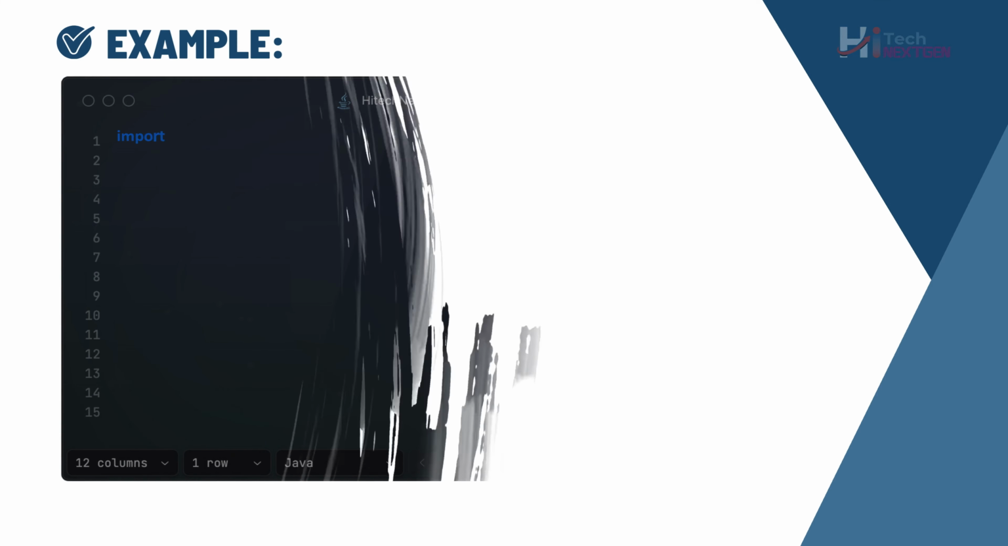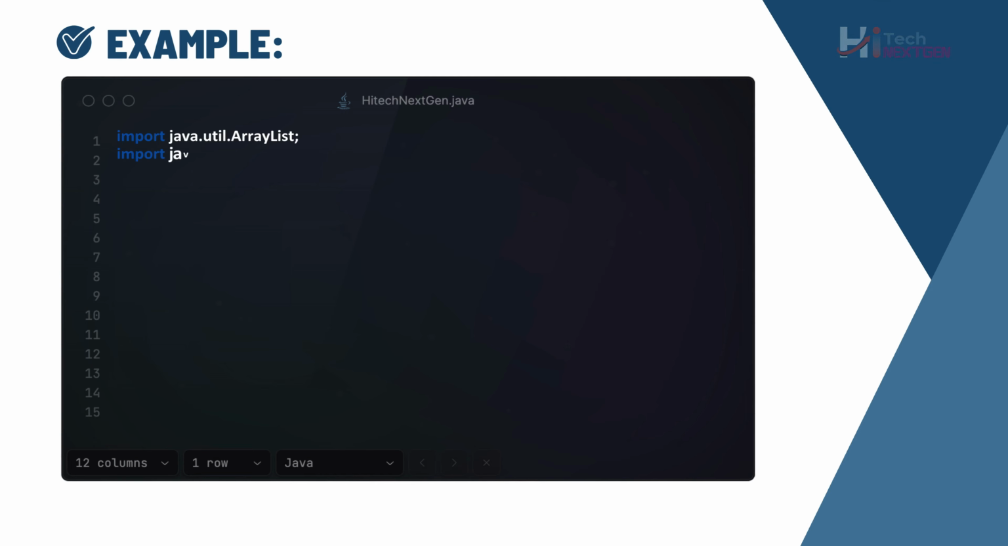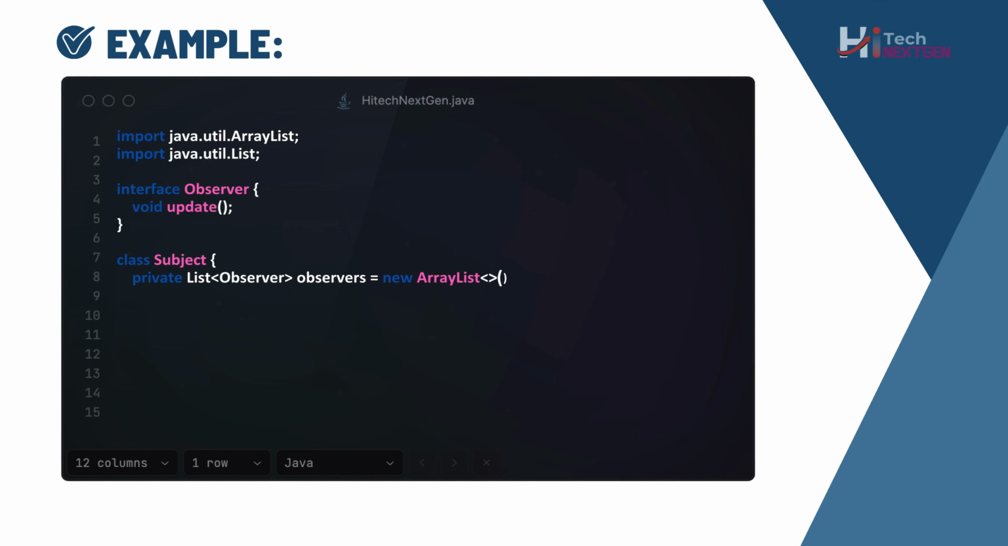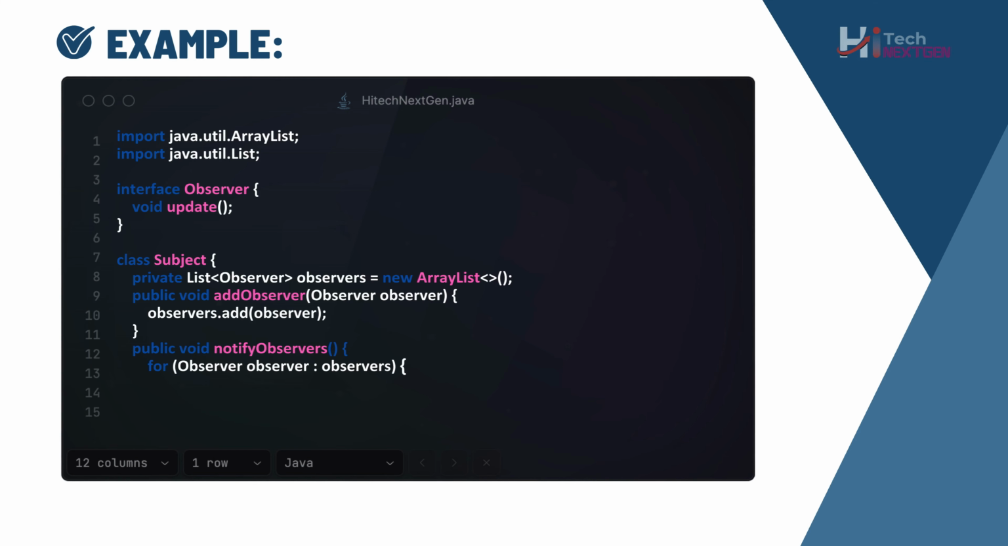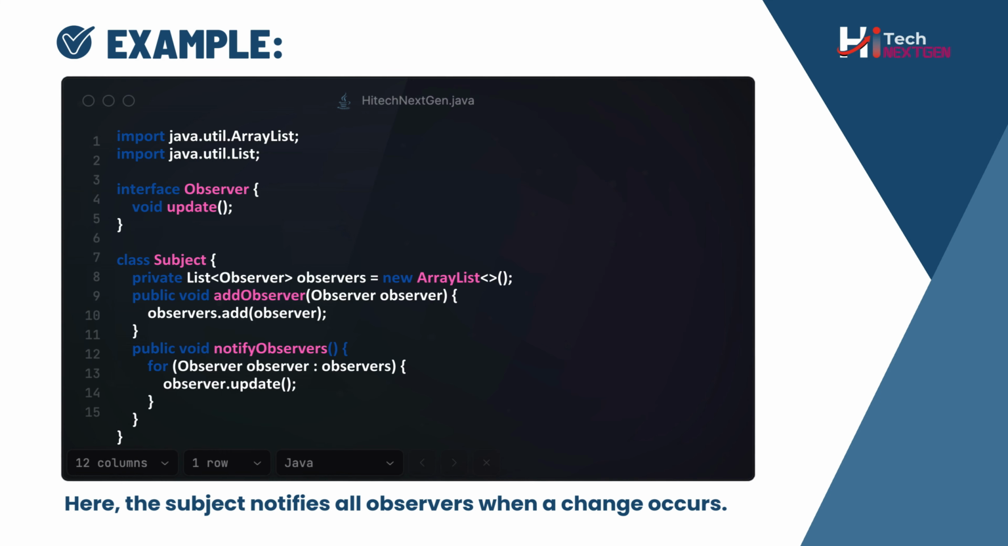Example: import java.util.ArrayList, import java.util.List. Interface Observer, void update. Class Subject, private List<Observer> observers equals new ArrayList. Public void addObserver, Observer observer, observers.add(observer). Public void notifyObservers, for Observer observer : observers, observer.update. Here, the subject notifies all observers when a change occurs.